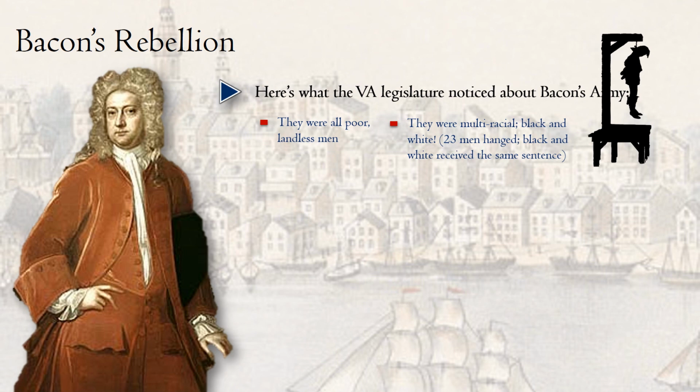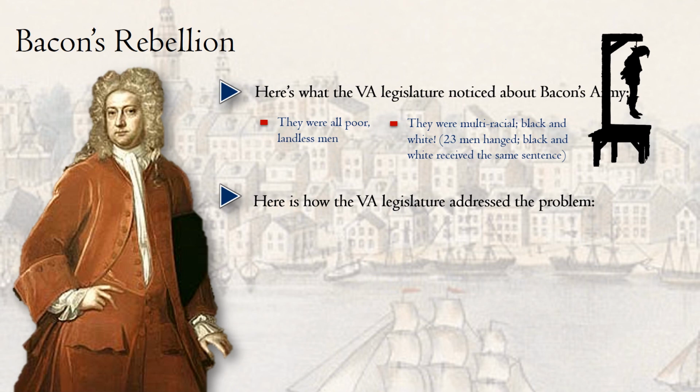And here's a telling detail about how they were treated. 23 men were hanged as a result of Bacon's rebellion. And black men and white men received the same sentence. And this speaks to the treatment of blacks and whites in colonial Virginia. There doesn't seem to be, at least in this instance, a real hard and fast line separating the treatment of white and black. And if you know anything about the history of slavery and the history of race relations in the United States, that is certainly not going to stay the case. But right now, there's sort of an equality of sentence, right?